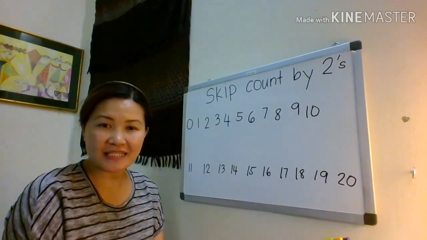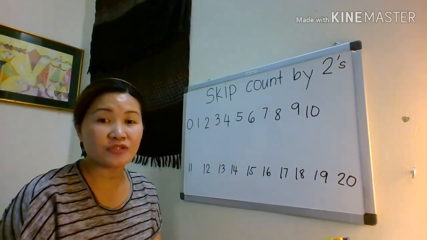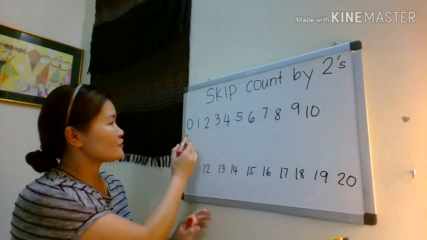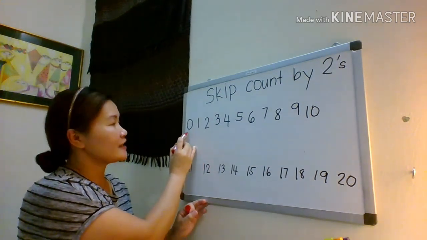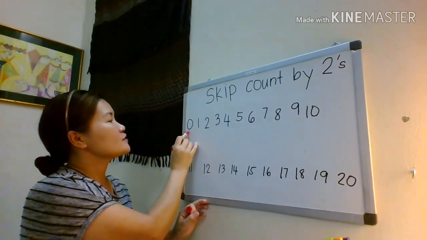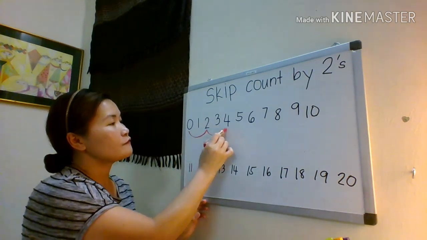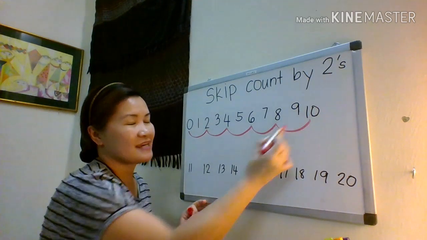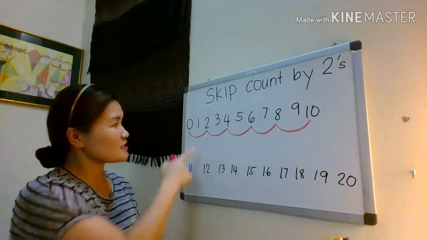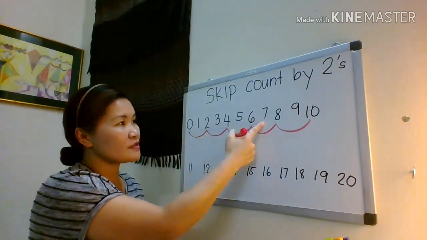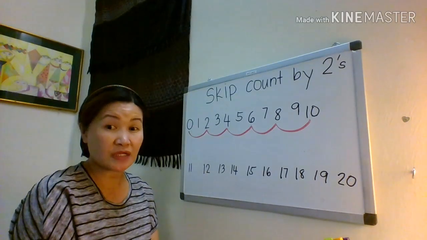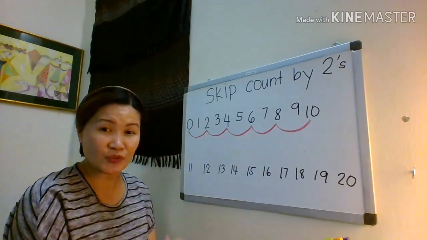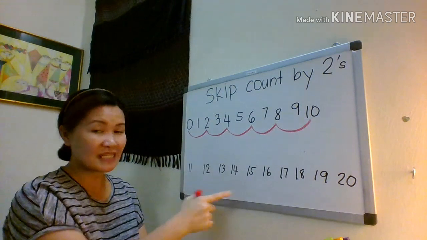Now let's practice skip counting by 2s up to 10. Let's start from 0 and go. 0, 2, 4, 6, 8, 10. There you go. If you notice, we did not say the numbers in between because we are skip counting by 2s. Now let's move on to the teen numbers.